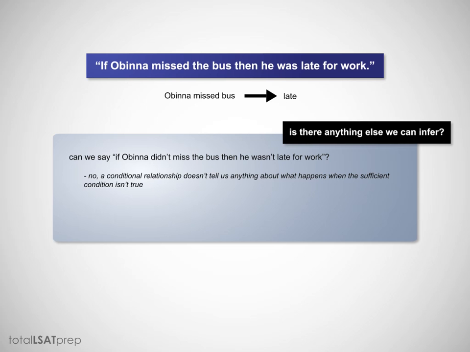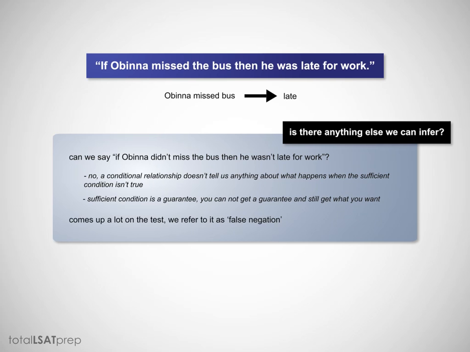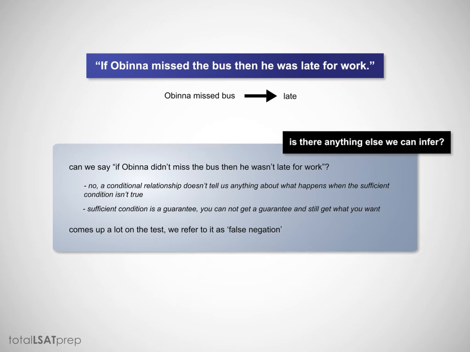A conditional relationship doesn't tell us anything about what happens when the sufficient condition isn't true. Remember, a sufficient condition is a guarantee. You can not get a guarantee and still get what you want. And it comes up a lot in the test. We refer to it as a false negation.